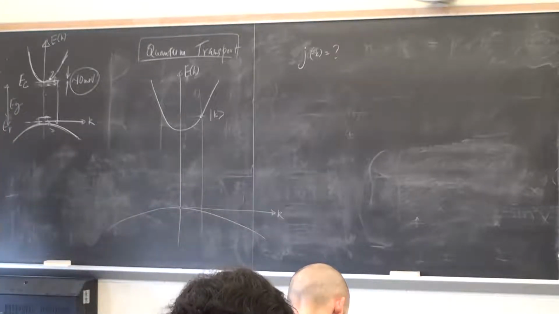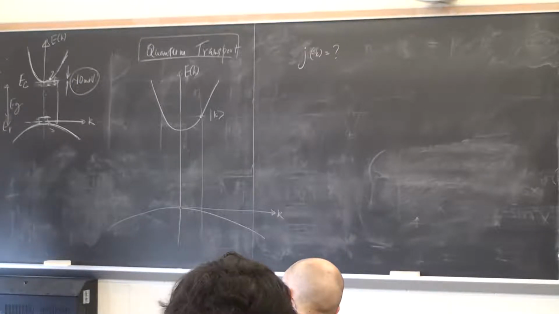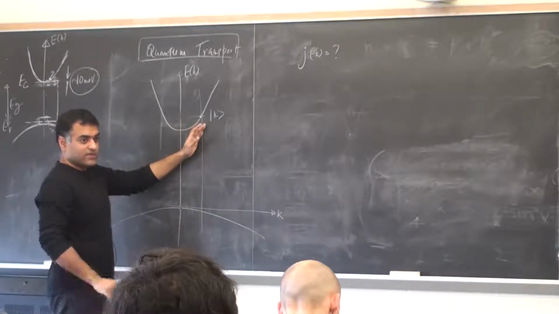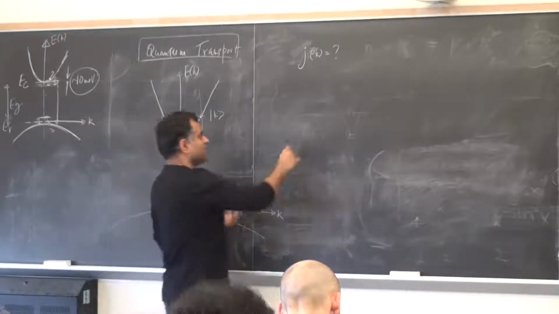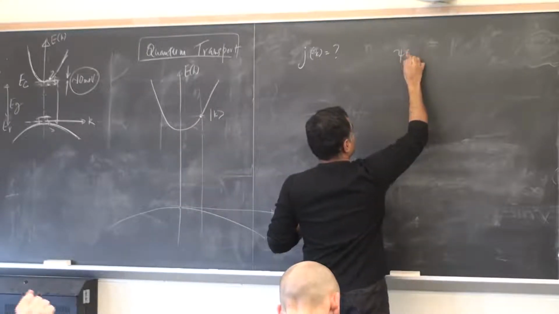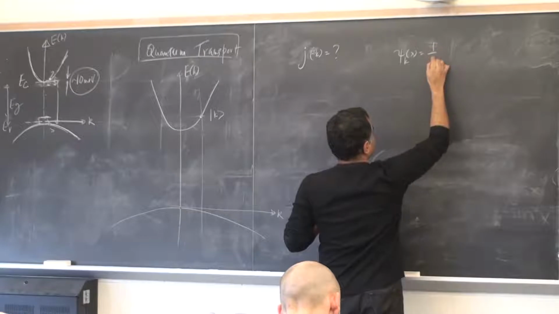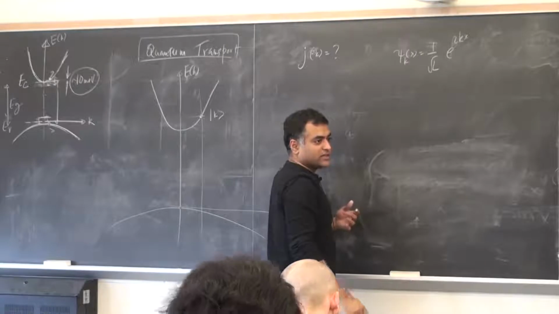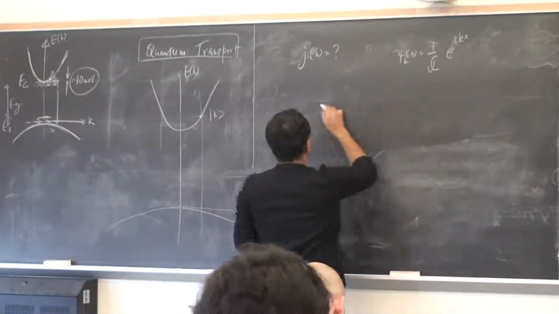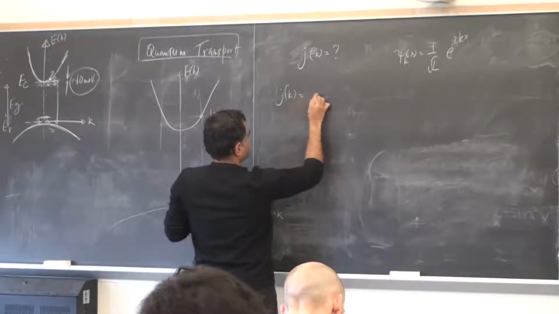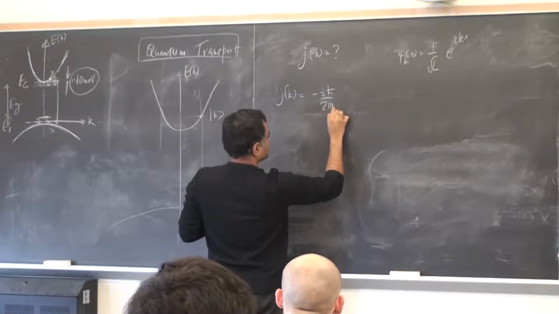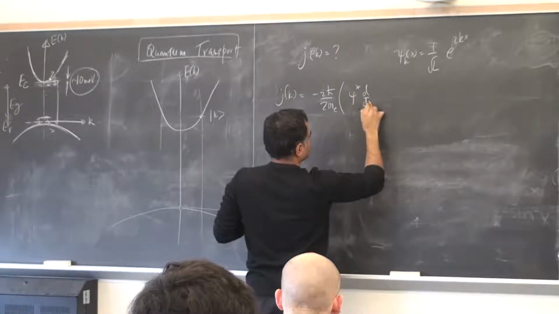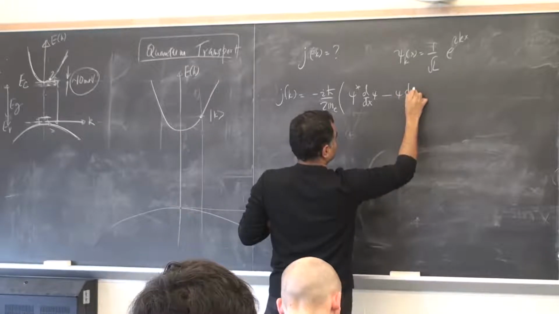Now, let's recalibrate ourselves. We have already solved this problem, but only for the free electron. For the free electron, we knew its wave function, psi_k of x. In one dimension, it's just 1 over square root of L, e to the power i k x. Then we said, well, I know the formula for j_k, and that just happens to be minus i h-bar over twice the mass of the electron, psi star d by dx of psi minus psi d by dx of psi star.